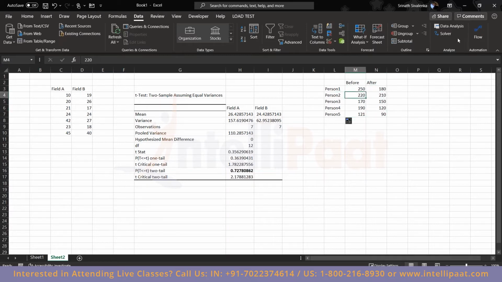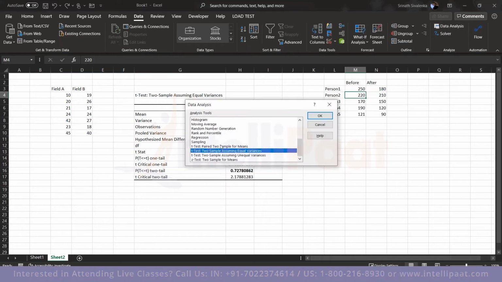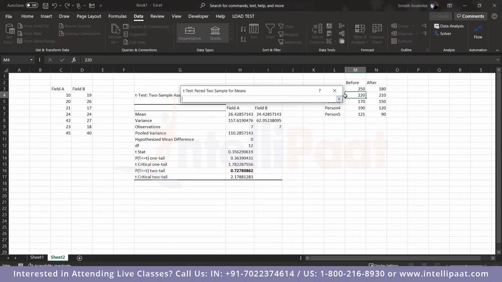So to perform a paired t-test, let me just go to data analysis, and then there's a paired two samples for means. So the first one is this. Let's say select from here to here.